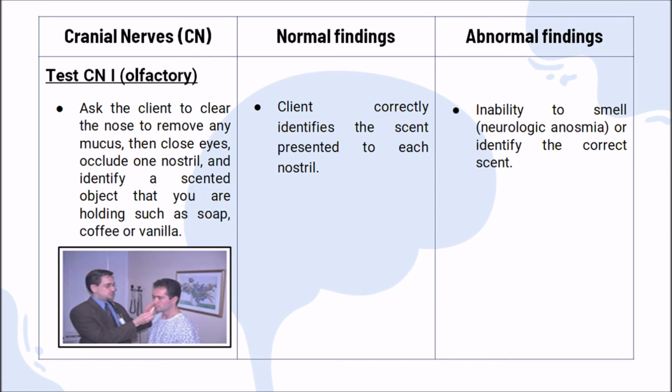Normal findings. Client correctly identifies the scent presented to each nostril. Take note that some older clients' sense of smell may be decreased. Abnormal findings. Inability to smell or identify the correct scent.